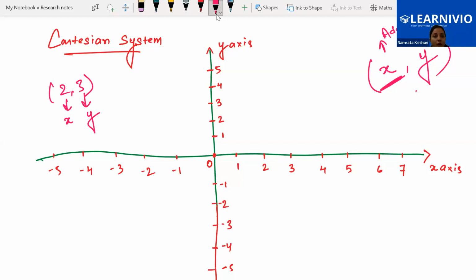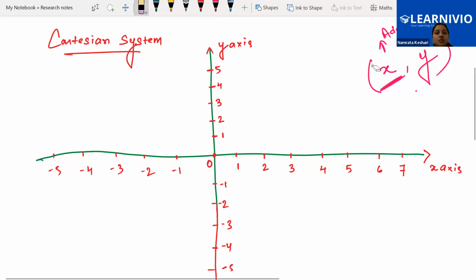That's why mathematicians have made a standard format. The way we have rules for playing any game, similarly here also we have a certain set of rules. The rule is that we always write the x-axis number first, then a comma, then the y-axis number, and we write it in a small bracket. This is how we mention the address or the location of any point. Now, how to represent these numbers is what we are going to discuss.